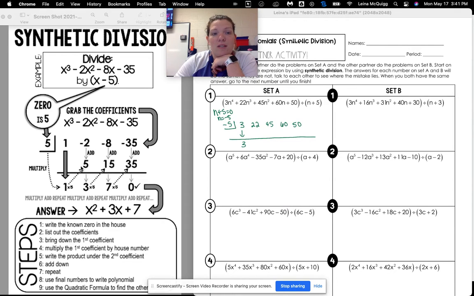Write the product under the second coefficient. So I'm going to do this number times this number and write it here. So negative 5 times 3 is negative 15. And then I'm going to add. So here I have 22 plus negative 15, which is just 22 minus 15. I think it's 7, right? Yeah, I was right. Okay.